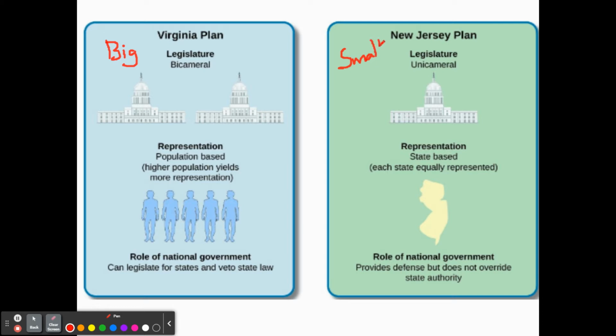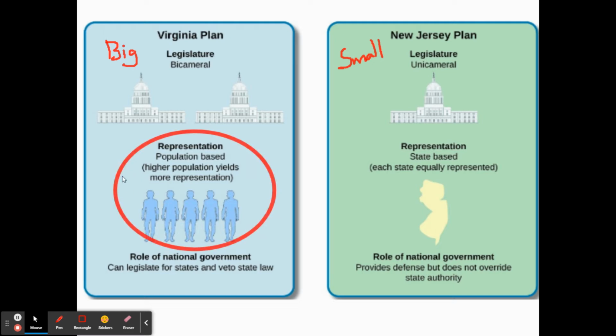So just remember, Virginia was the first colony. It had time to grow its population. And so the key difference is right here in the middle. And I would go ahead and circle or highlight representation. The big states said that it should be based on population. Higher population means you get to send more representatives to the government.